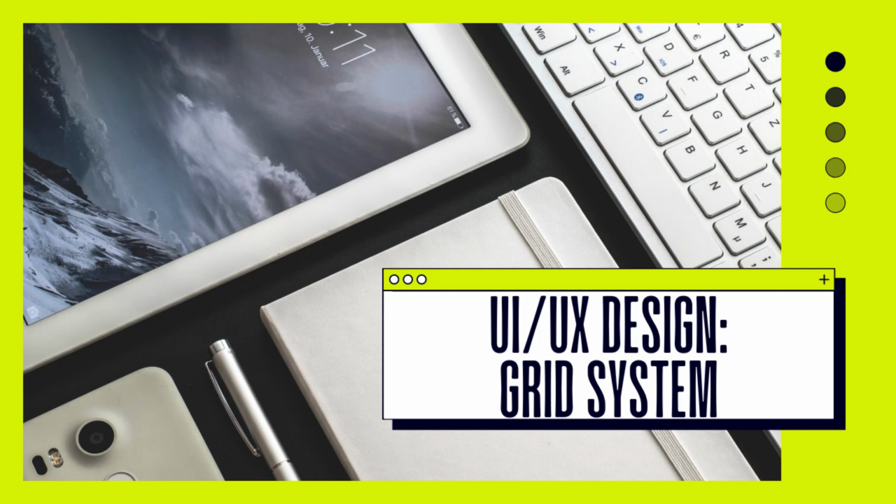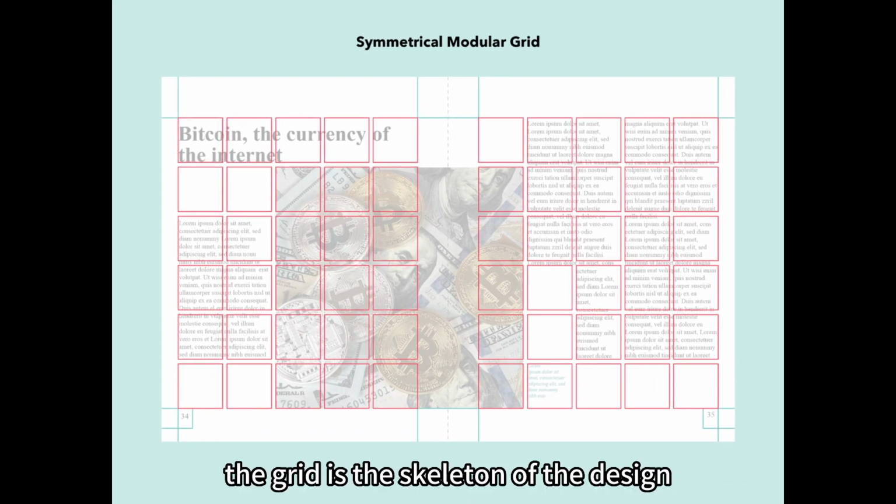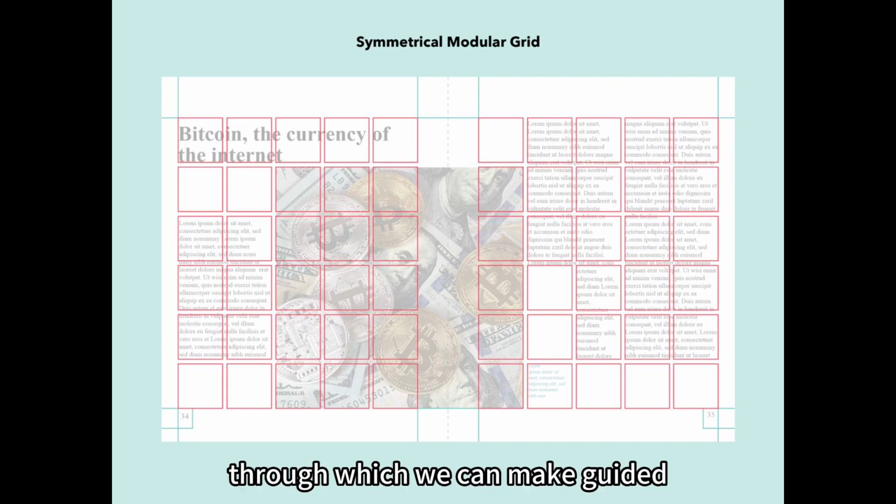UI/UX design, grid system. The best way to achieve good page layout is to apply a grid system. The grid is the skeleton of the design, through which we can make guided design decisions and create a better experience for our users.